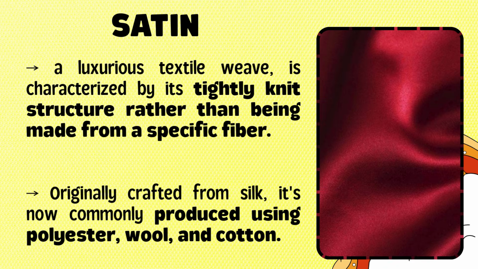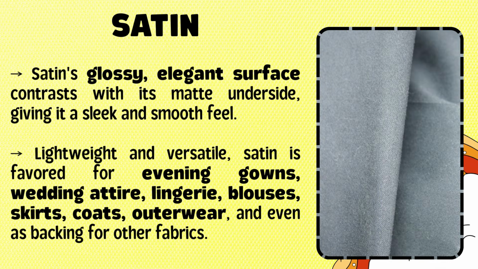Satin, a luxurious textile weave, is characterized by its tightly knit structure rather than being made from a specific fiber. Originally crafted from silk, it's now commonly produced using polyester, wool, and cotton. Satin's glossy, elegant surface contrasts with its matte underside, giving it a sleek and smooth feel.